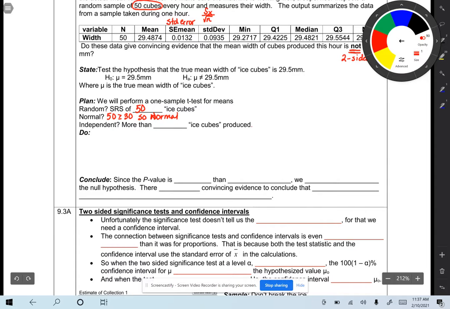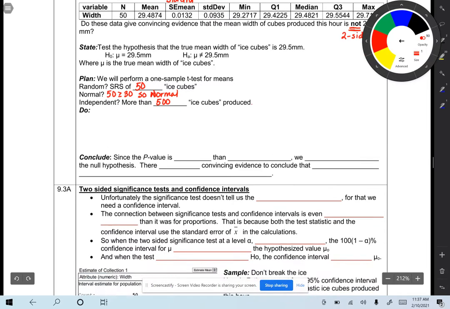Independent, it is reasonable to assume there are more than 500 ice cubes produced. Okay, so in our do portion, we don't need to write down our x bar or sample standard deviation or any of that. We can just go straight to our t-statistic. So our t-statistic is equal to our sample mean minus our null, which is 29.5, divided by, now if it helps you to put in everything in here and you don't want to just jump into using this right here, that's totally fine. It's totally up to you. I'm going to put it in there.